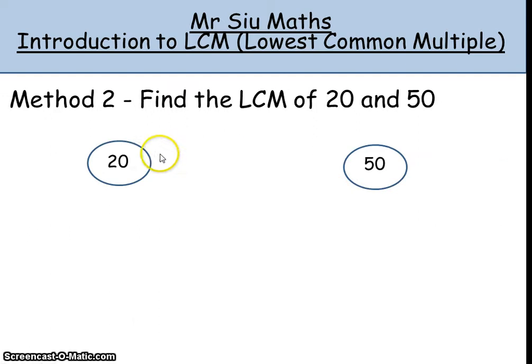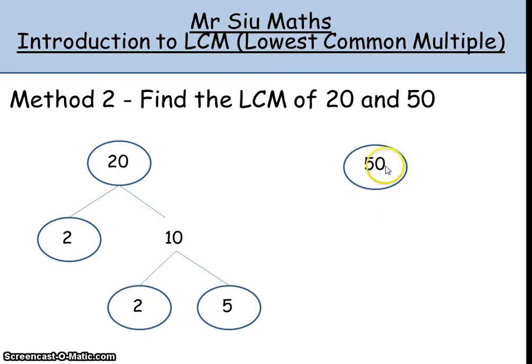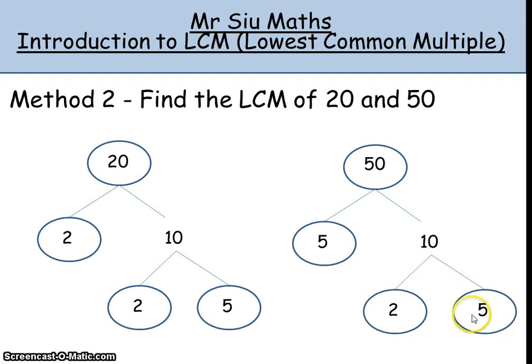The second method is called the factor tree method. So what you do is you go to 20 and 50. For 20, you try to split it up into two numbers. 2 times 10 is equal to 20, and you circle the prime numbers. For 10, you're not quite broken down yet. You want to break it down to its prime numbers, so you say 2 times 5. You do the same thing for 50: 5 times 10, circle the prime number 5, and break 10 into 2 and 5.